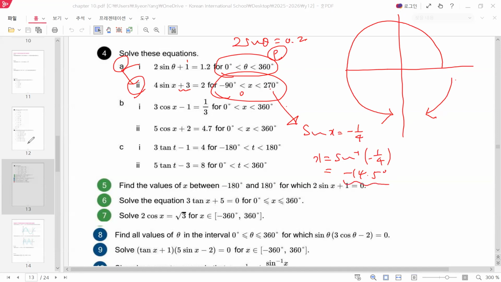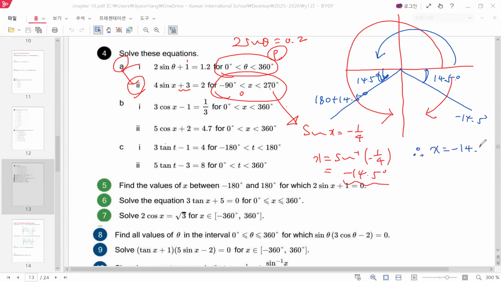Since it is given as negative 14.5, it means this size is 14.5. You understand? And you need to find the third quadrant angle in the positive direction. So 180, and you need to go this much more, which is 180 plus 14.5 degrees. Therefore, x equals negative 14.5 or 194.5 is the answer of this question. Do you understand, students? Okay.